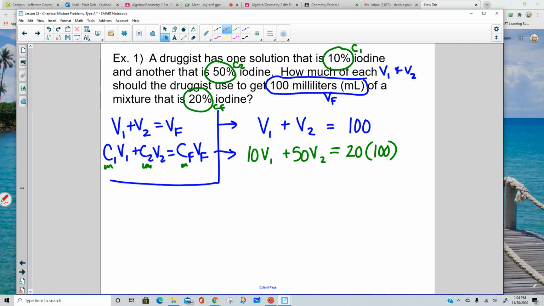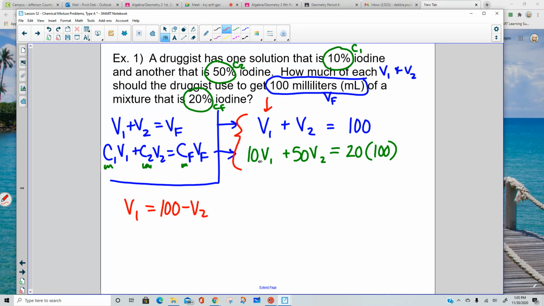Now what you have is a nice system of equations. You can solve by substitution or elimination. I'll solve this first one by substitution. I would like to substitute for V1. So if I want to rewrite that first equation as V1 equals, how would I rewrite that? Can I get some help? Robel, how would I rewrite the first equation in terms of V1? Yes, 100 minus V2. Perfect.